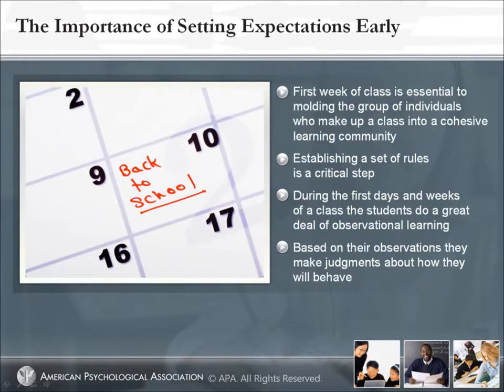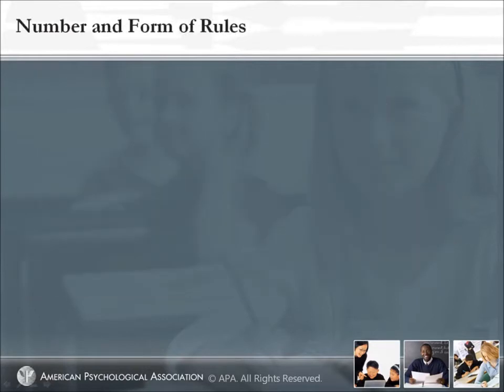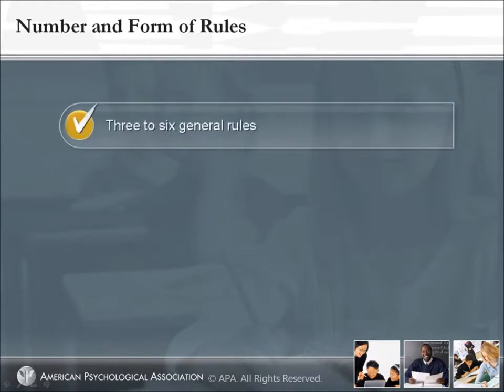Number and form of rules. What should you consider when creating rules for your classroom? How many do you usually have? Most classroom management experts recommend not more than 3 to 6 general rules. If the list is longer, the students will have difficulty learning and integrating the rules.